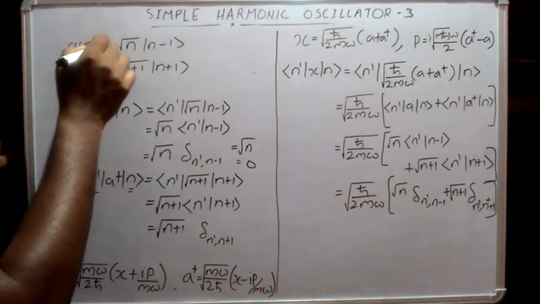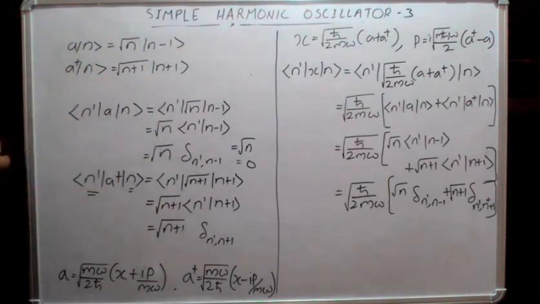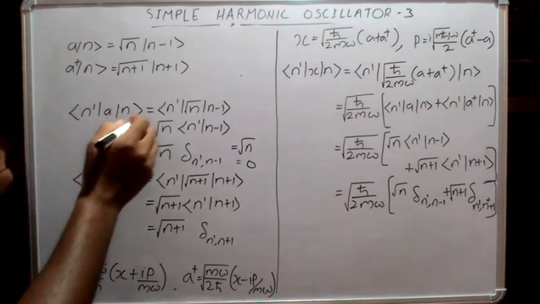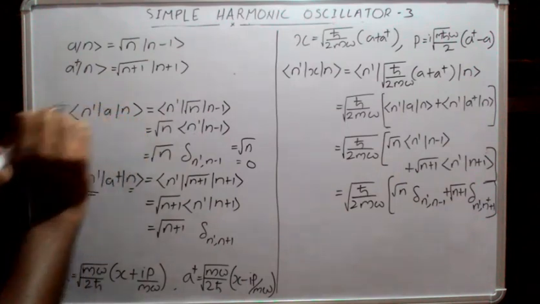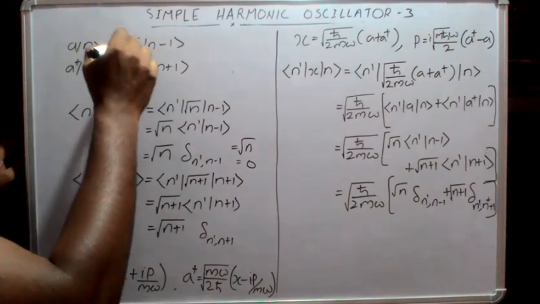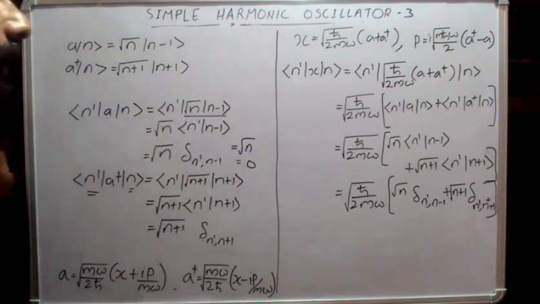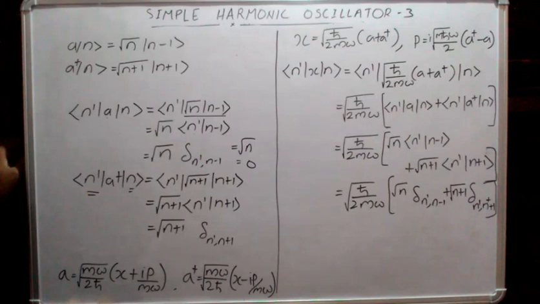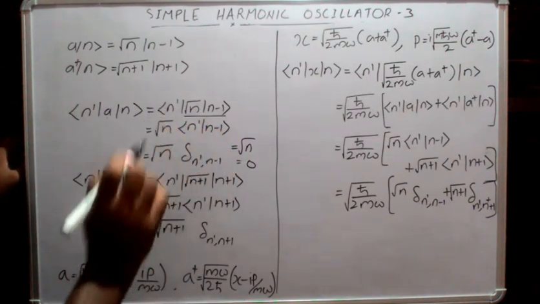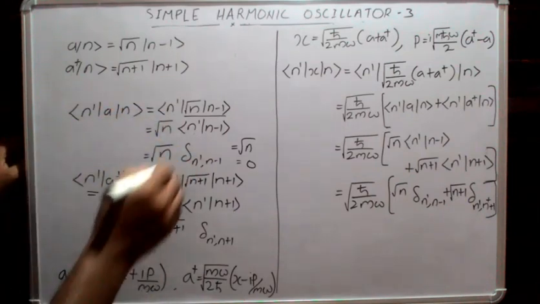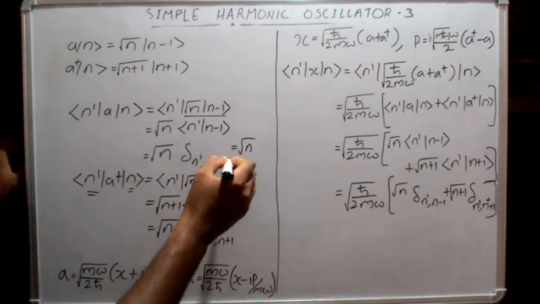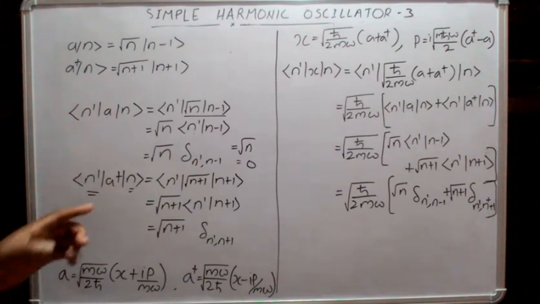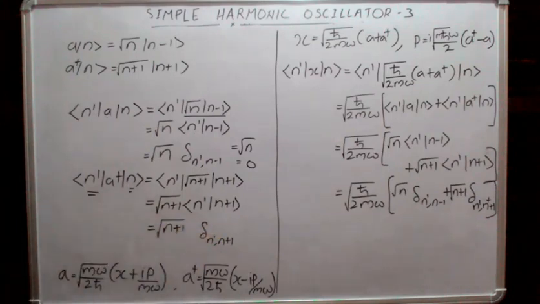We know these two equations: a operates on |n> and we get under root n times |n minus 1>, and a dagger operates on |n> and we get under root n plus 1 times |n plus 1>. If these operators are in the form of a matrix, we find the matrix elements like this. <n dash|a|n> equals, since a operates on |n> to give under root n |n minus 1>, we take this under root n outside and get the inner product <n dash|n minus 1>. This equals under root n delta n dash, n minus 1. That means if n dash equals n minus 1, we get <n dash|a|n> equal to under root n, and if n dash is not equal to n minus 1, we get 0. Similarly, the matrix elements of a dagger can be defined as under root n plus 1 delta n dash, n plus 1.